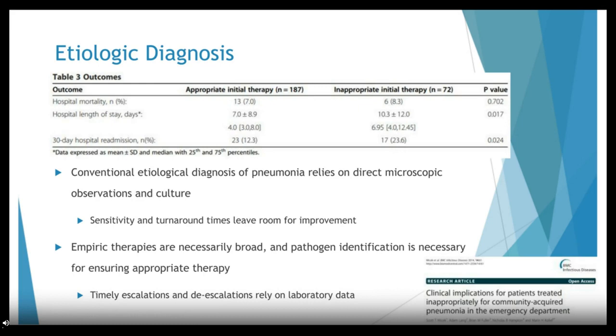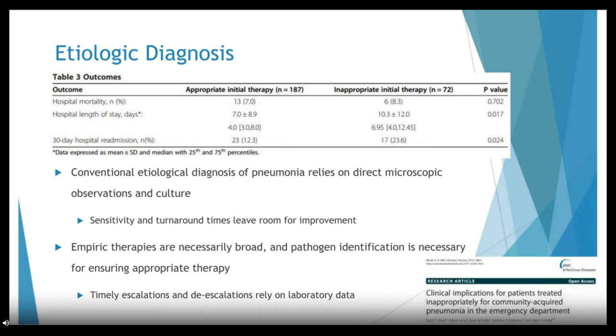So key to our therapy is an etiologic diagnosis. Conventionally, these etiologic diagnoses of pneumonia rely on more microscopic observations, looking at a gram stain, seeing if we see any bacteria or not, and then following up with culture. The sensitivity isn't great for these types of tests, and it does take a significant amount of time. If you're waiting for culture, you're waiting at least 16 to 24 hours before you actually have the organism.